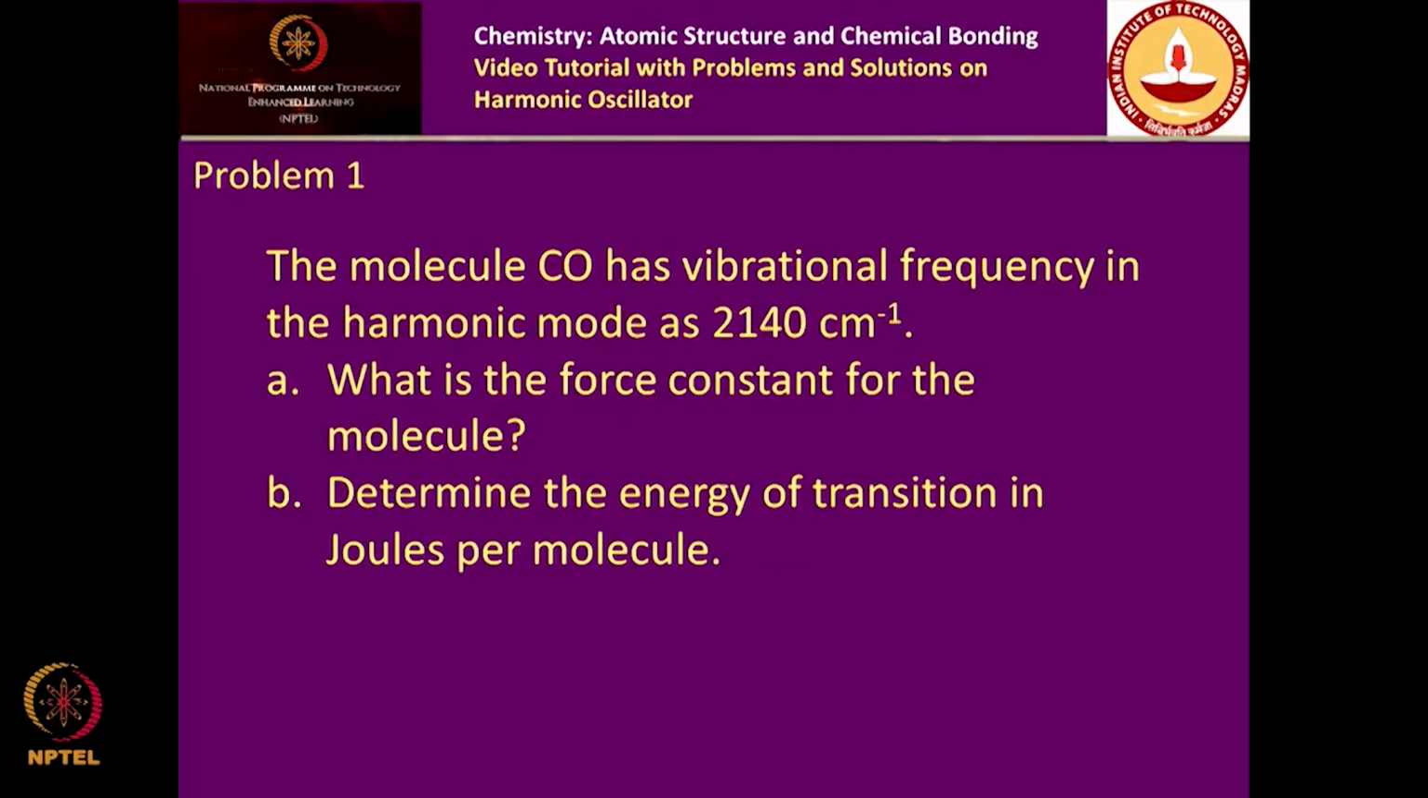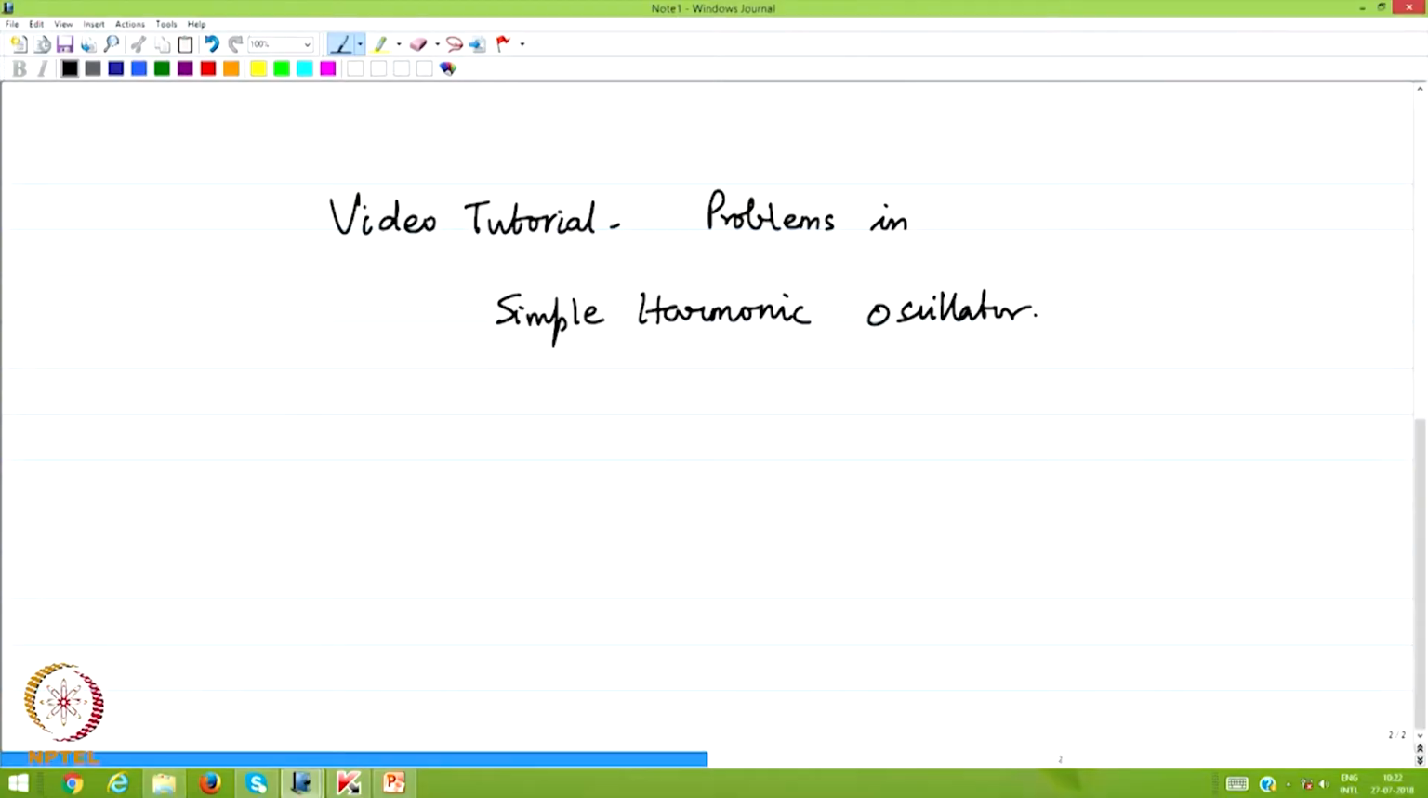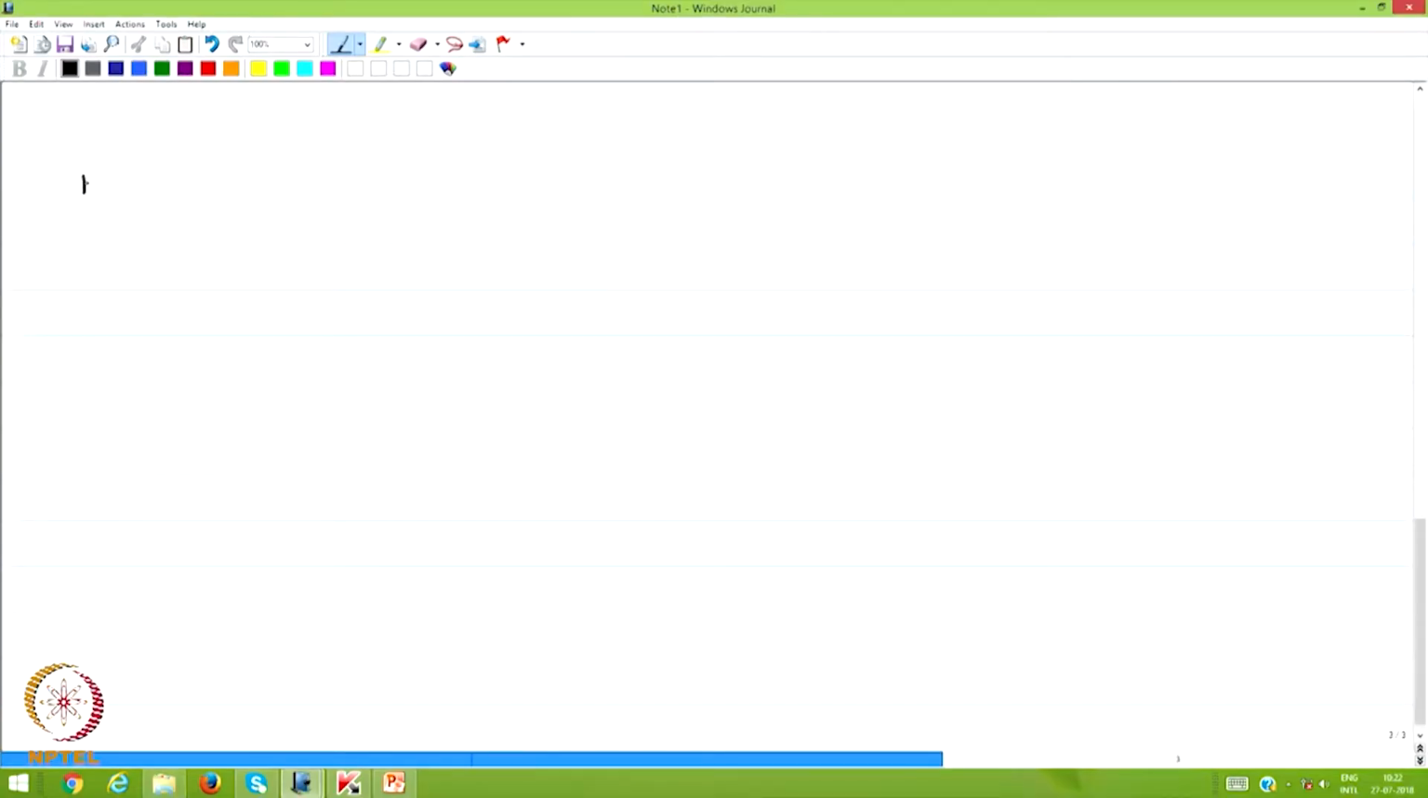Now, assuming that the model is valid, the question is the following. The molecule carbon monoxide has a vibrational frequency in the harmonic mode of 2140 centimeter inverse. It says frequency, but you know it is a wave number unit that we are giving. The first question is, what is the force constant for the molecule, and the second question is the determination of the energy of transition in joules per molecule. This is problem 1.